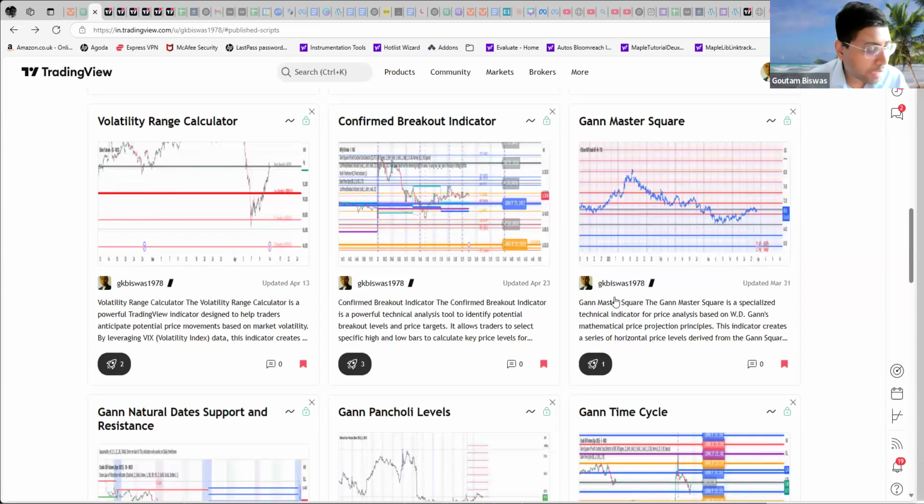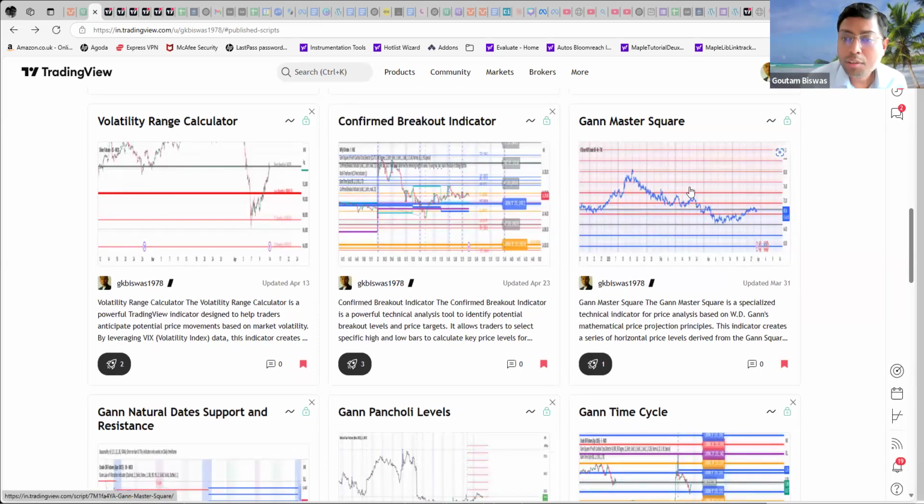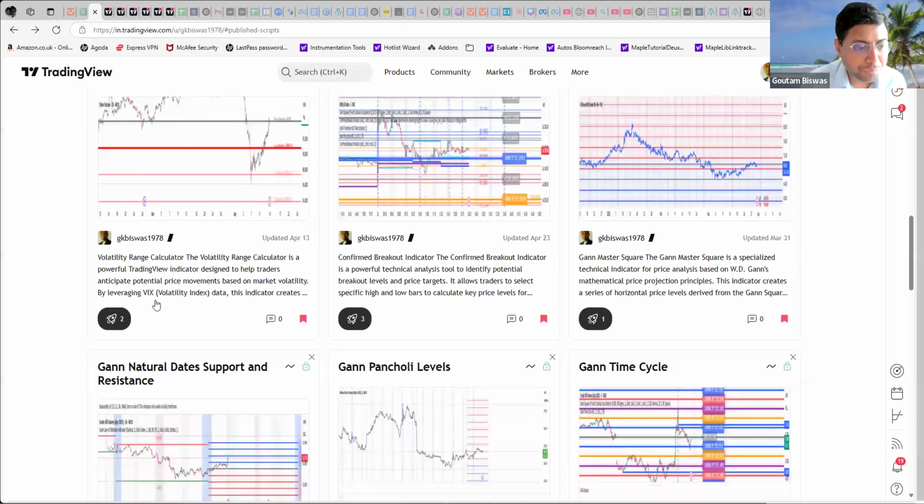Gann master square is again for those of you who are familiar, like the Gann master square of 12, master square of 144, etc. This helps you design those squares on your chart. So this is for my advanced Gann students who are part of my advanced curriculum.